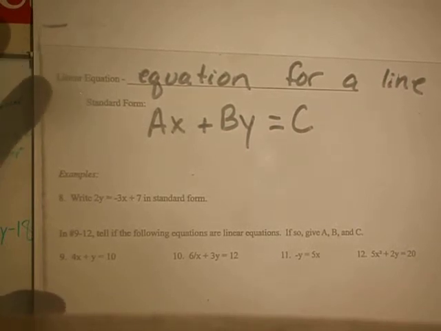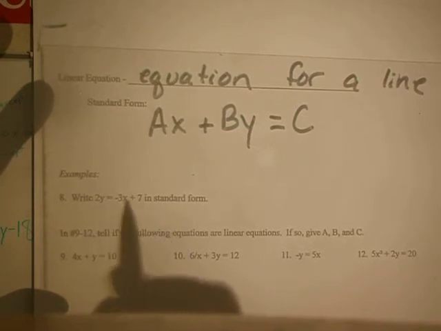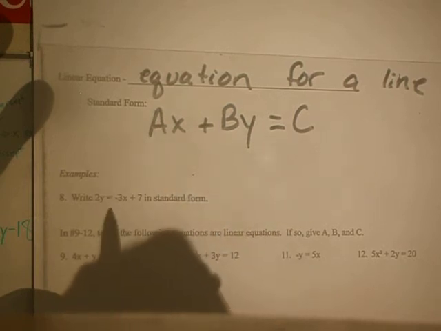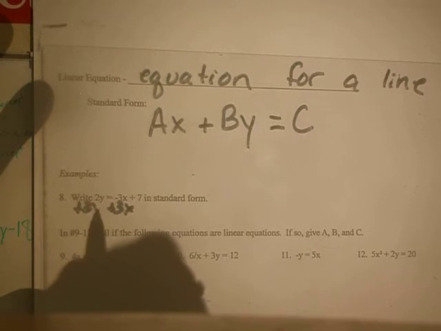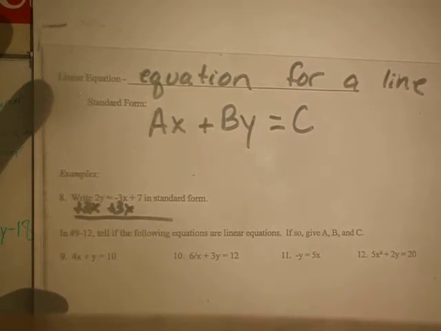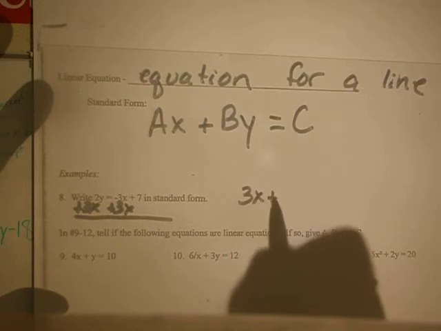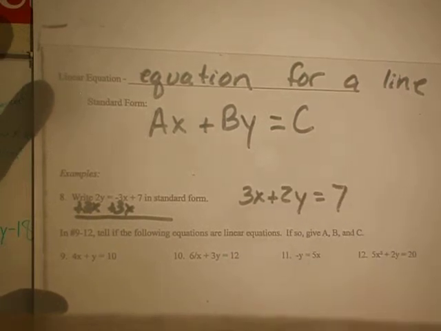Number 8, we are asked to write this in standard form. 2y equals negative 3x plus 7. Well, we need to get the x and the y together. So we are going to add 3x to both sides. And if we do that, we have 3x plus 2y equals 7. The x and the y are both on the same side.